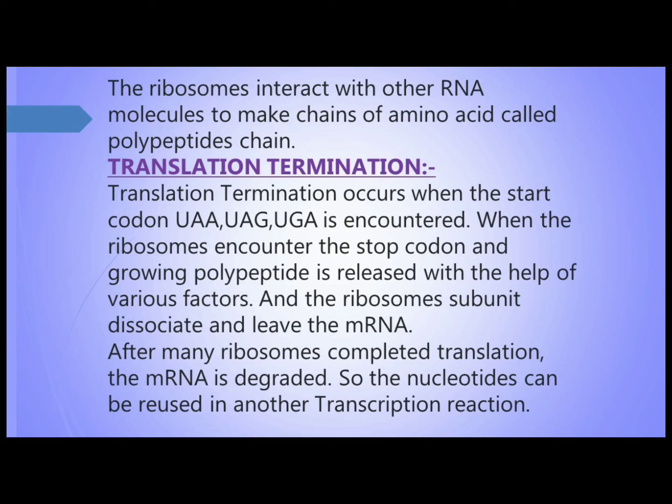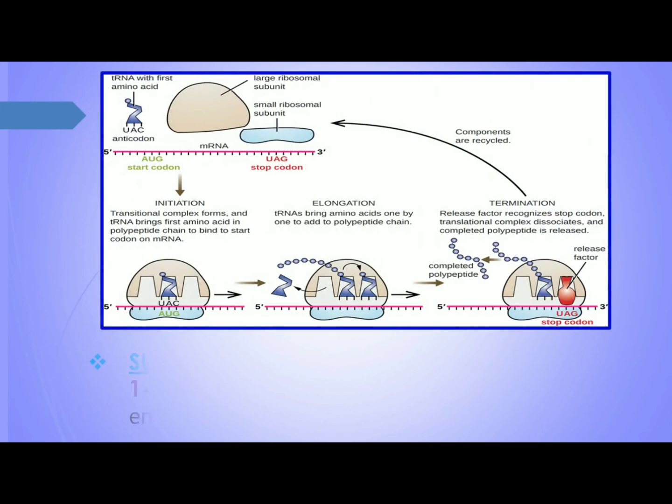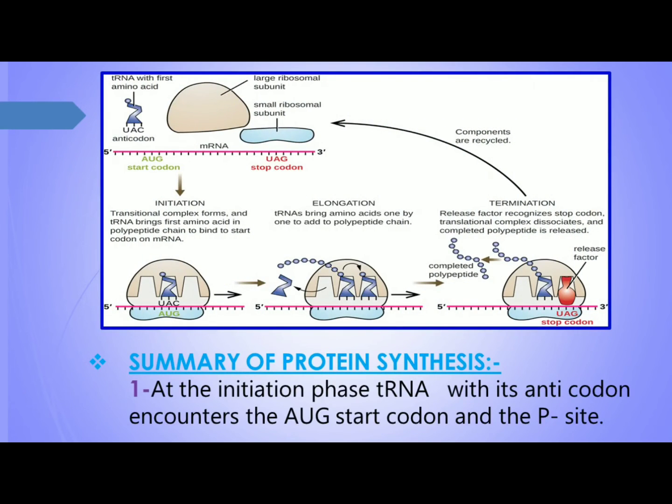Translation termination. Translation termination occurs when a stop codon such as UAA is encountered. When the ribosome encounters the stop codon, the growing polypeptide is released with the help of various factors, and the ribosome subunits dissociate and leave the mRNA. After many ribosomes have completed translation, the mRNA is degraded, so the nucleotides can be reused in another transcription reaction.